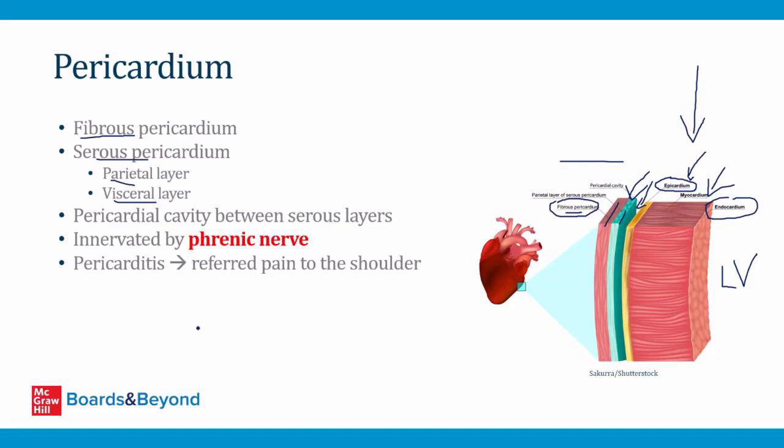The structures that make up the pericardium are innervated by the phrenic nerve, and you may know that the phrenic nerve arises from the cervical spine between C3 and C5. This layer of the cervical spine also has sensory information to the shoulder. So many patients who have pain related to pericardial disease, such as pericarditis, which we'll talk about in a minute, will complain of pain that is referred to the shoulder, and they're sensing it here because of the phrenic nerve innervation of the pericardium.